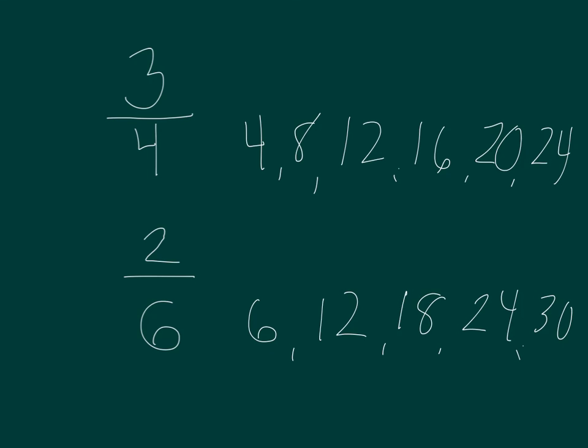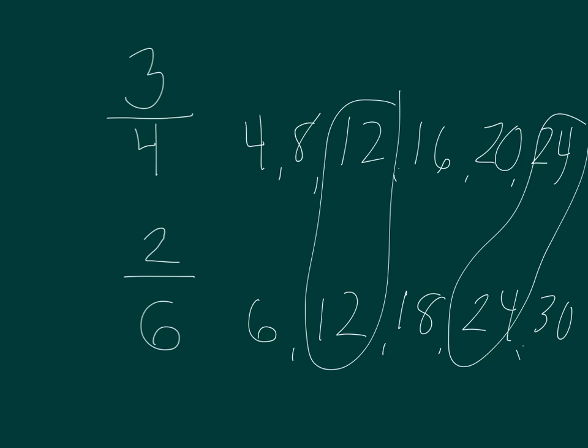Let's see what they have in common. I'm seeing the 12s and I'm seeing the 24s. Either one would work, but you want to go with the least common, which is the one that's the smallest. So I'm going to go with my 12ths. I'm going to turn them all into 12ths.